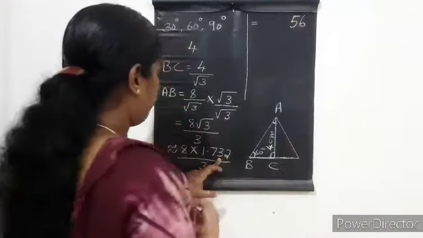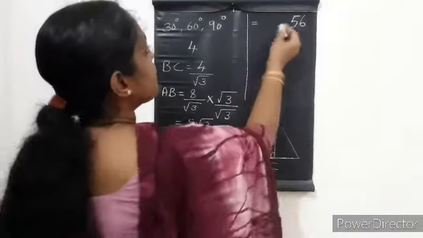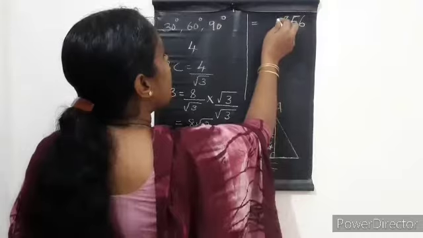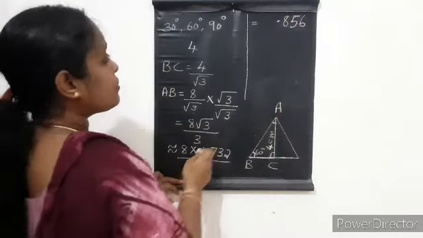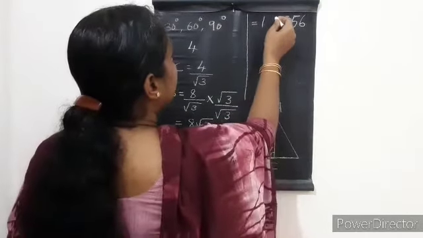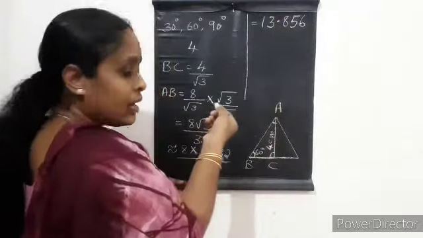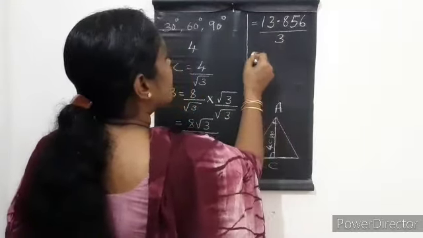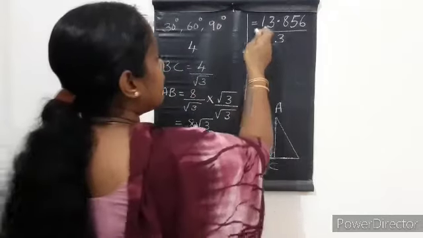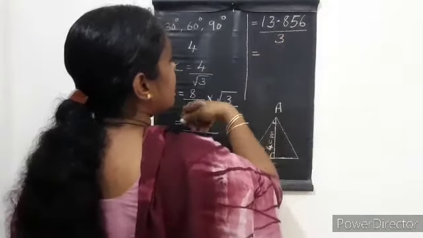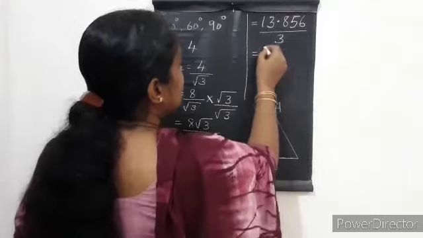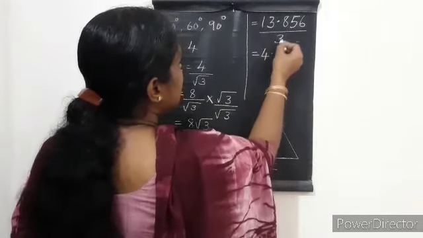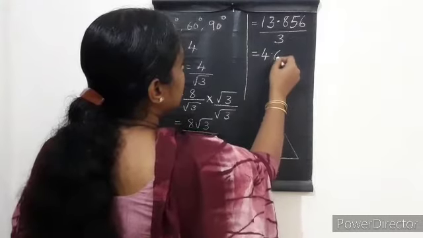25, it is 5, and 56 into 56 plus 2, 58.8 plus 5, that is 13.856 divided by 3. And divide 13.856 by 3. What we get? This 4. 18 by 3 is 6.